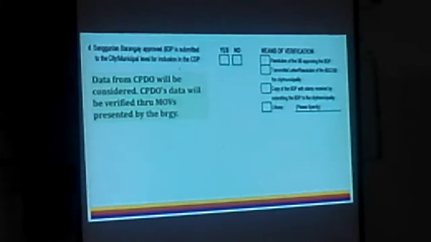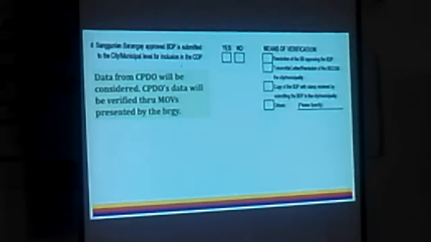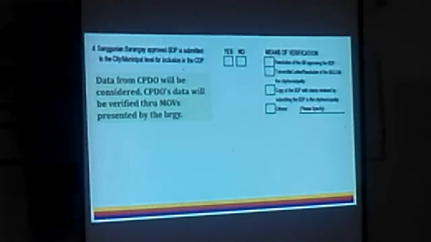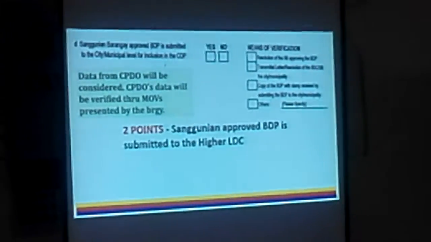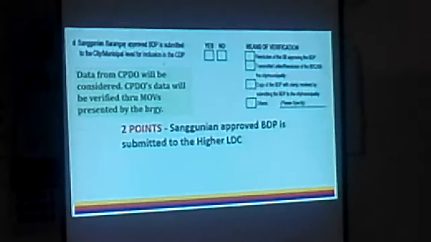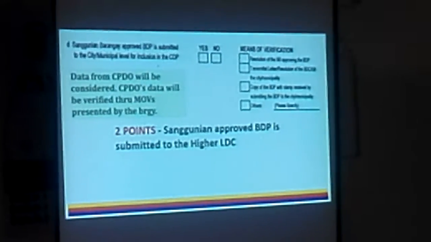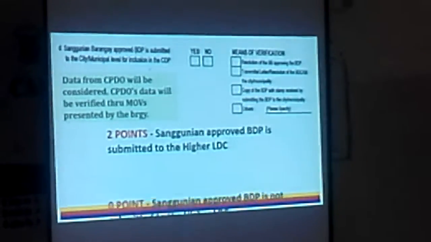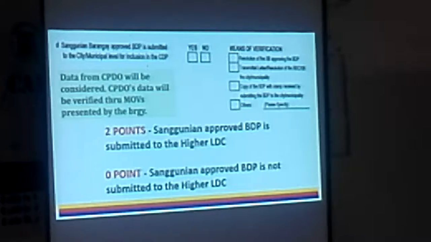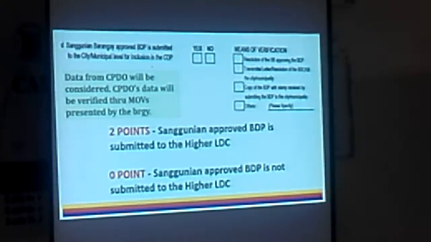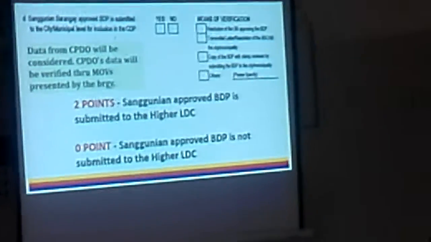So data from CPDO will be considered. CPDO's data will be verified through MOVs presented by the barangay. Ito po yung nabanggit din po kanina. So 2 points, Sangguniang approved BDP submitted to the higher LDC, so sa CDC. 0 point, pag wala pong Sangguniang approved BDP is not submitted to the higher LDC.